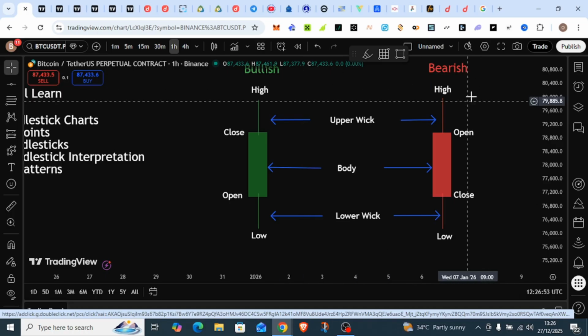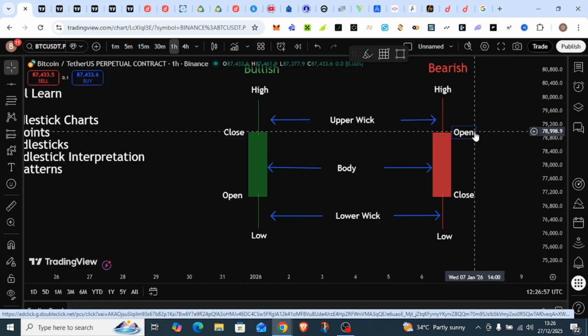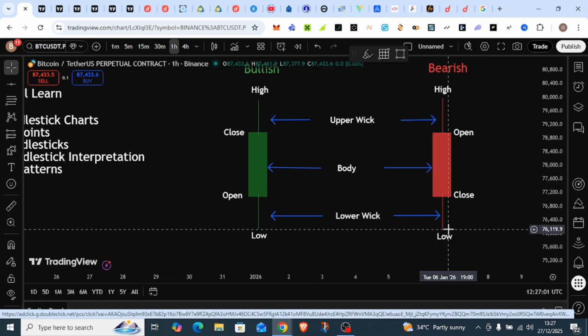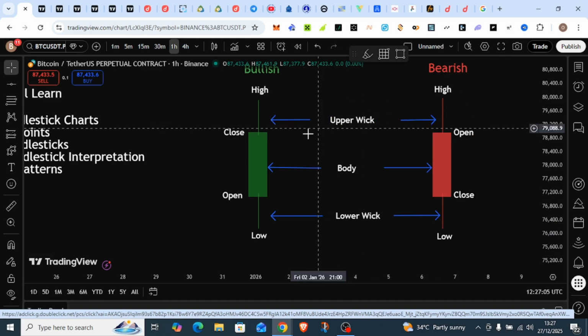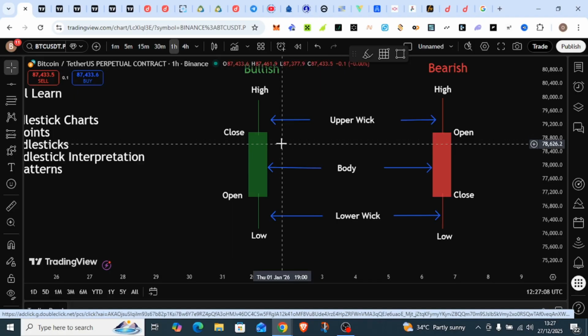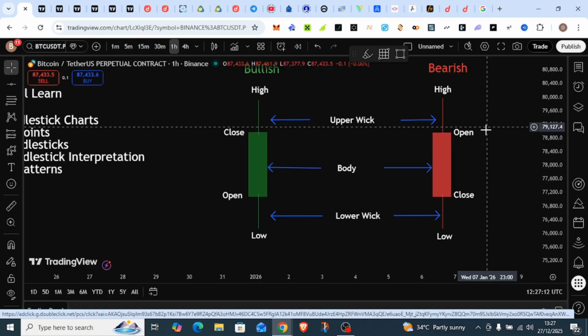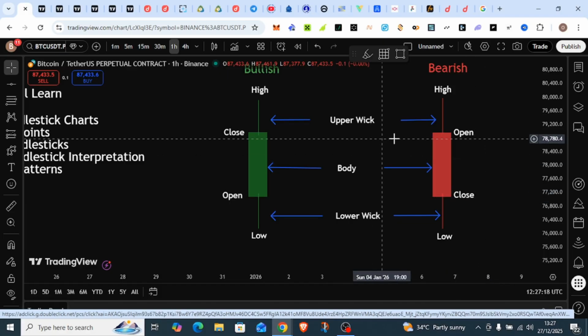The same thing applies for this bearish candle. The candle opens here and it closes here. This becomes the low of the day and this becomes the high of the day. For a bullish candle, it closes on the top, while a bearish candle closes on the bottom. You have to take note of that.